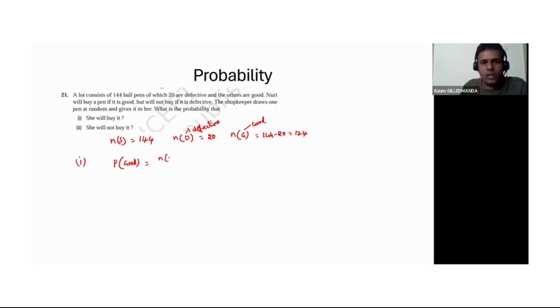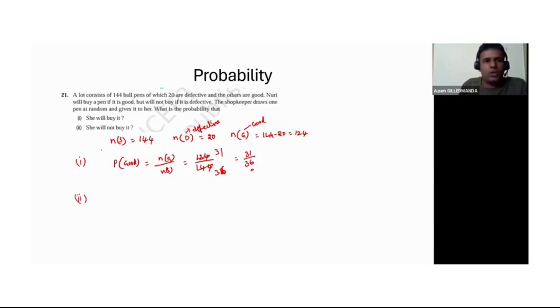So probability of getting a good pen is n of g by n of s. What is n of g? There are 124 good pens by 144. Understood? If you want to simplify, 4 threes are 12, 4 ones... no, 4 sixes, right? 4 sixes are 24. So this is 31 by 36. Understood? So 31 by 36 is the probability of getting a good pen, where Nuri can buy.